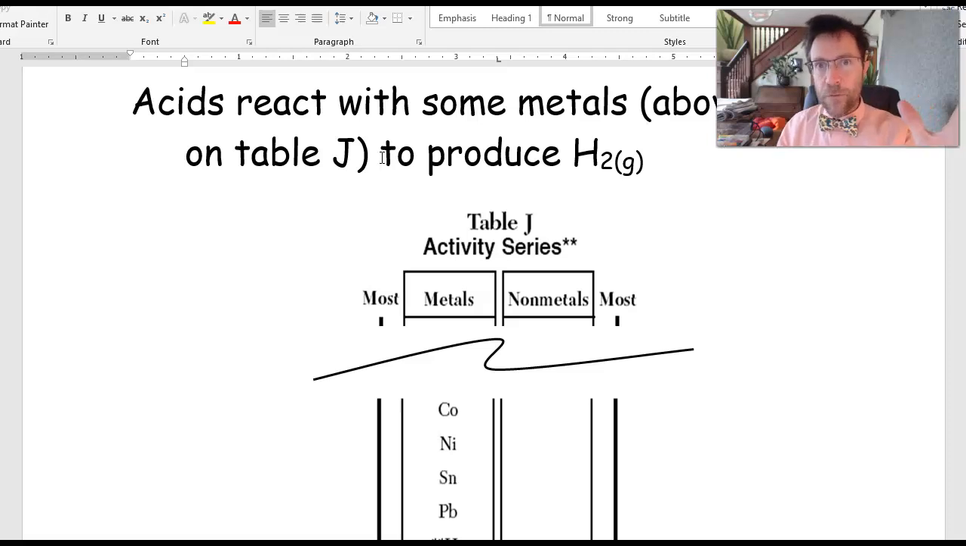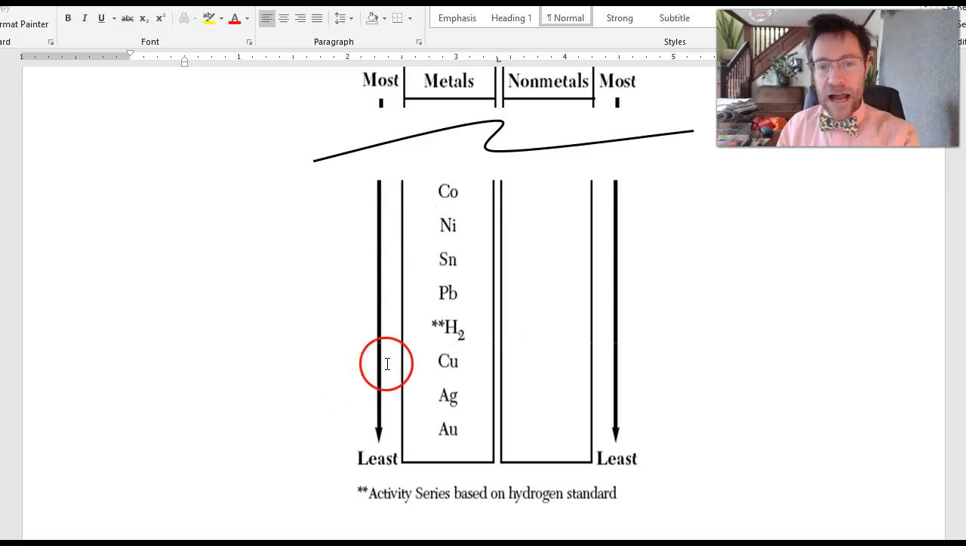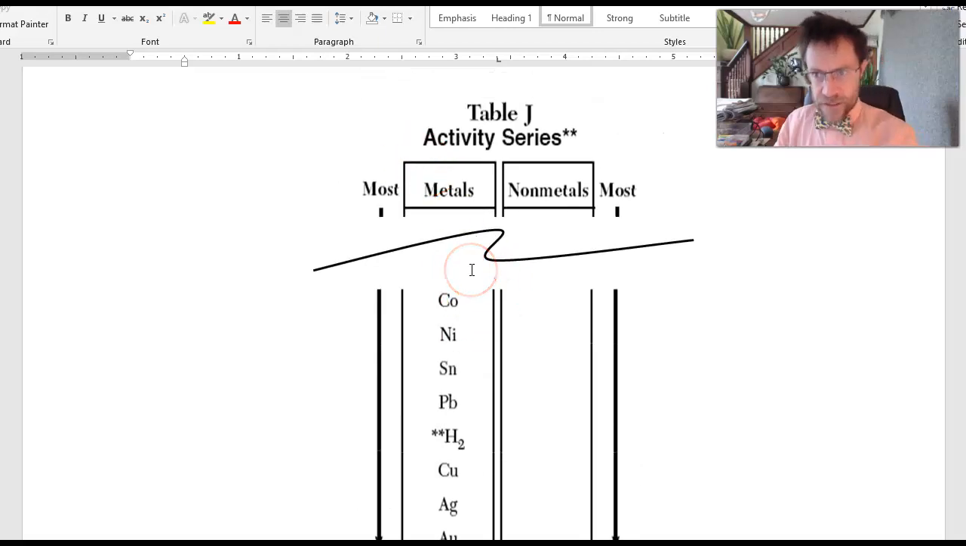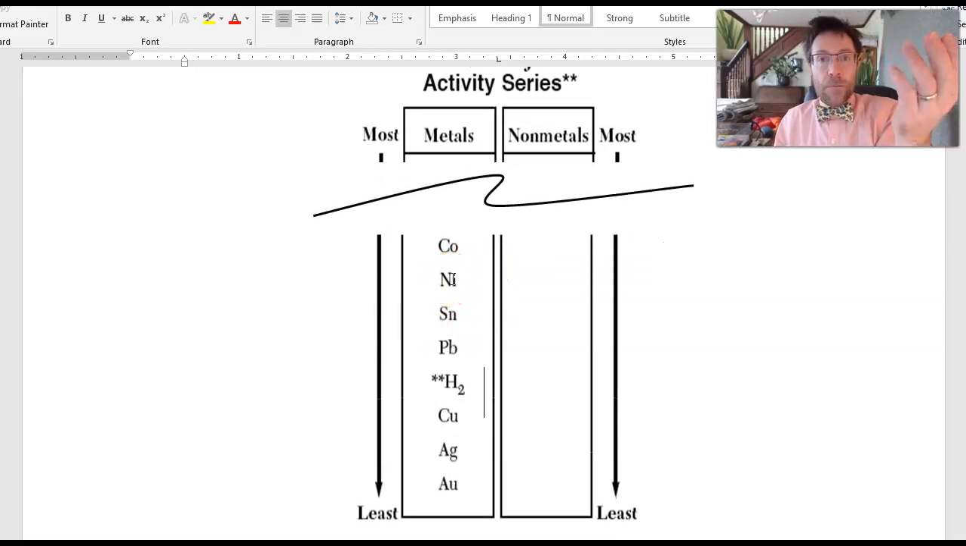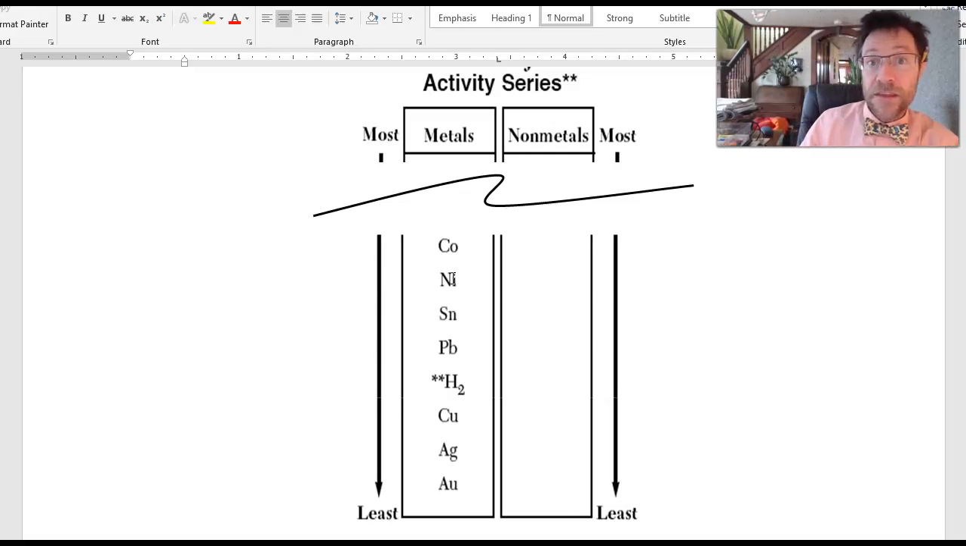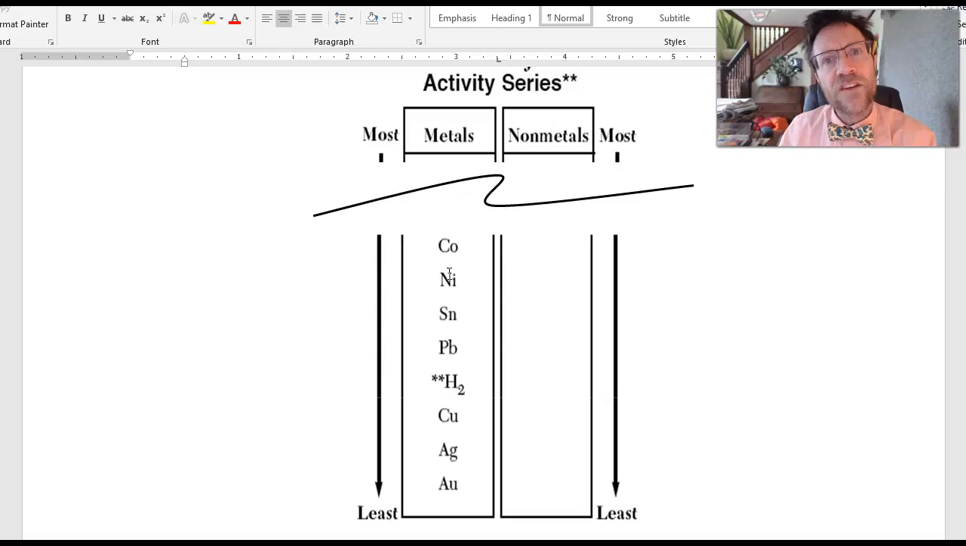It's really simple. Anything above hydrogen right here will react. I kind of cut this in half because it's a very, very long table. So for example, Ni stands for nickel. If I took a lump of nickel and I plunked it into some acid, the nickel would start to bubble, fizz, fizz, and hydrogen gas would be given off. That's all we really need to know about this particular chemical reaction.